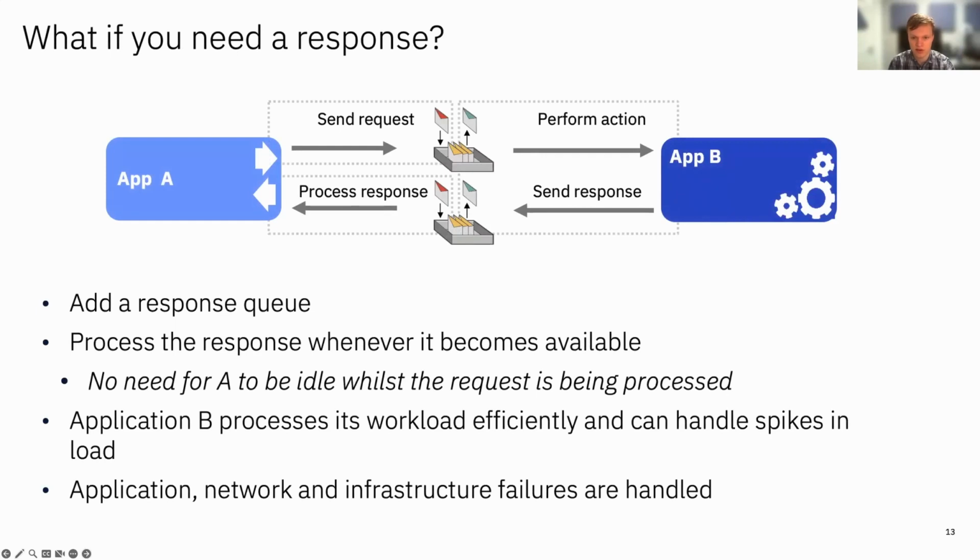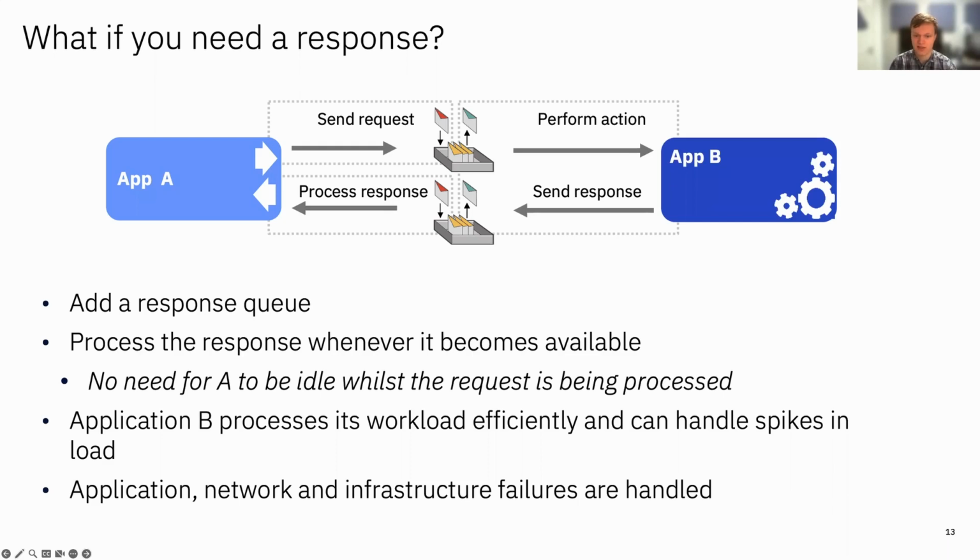If a response is needed, you would handle this exactly the same way. You just have a request queue and a response queue. It goes both ways, and equally, one instance of A could send one message onto the queue, B picks it up, and then another instance of A picks it up on the way back. It doesn't have to be the exact same nodes. It can be scaled independently.